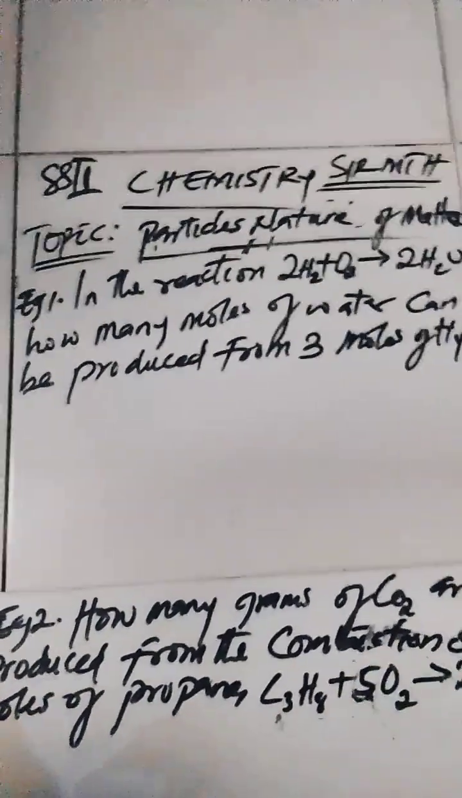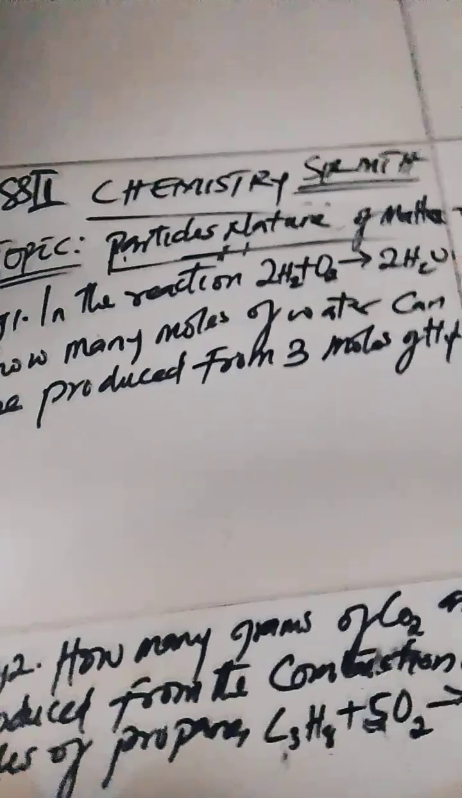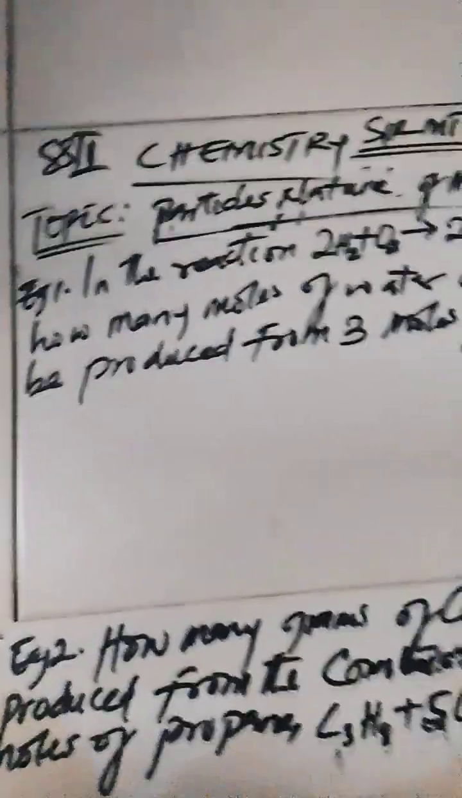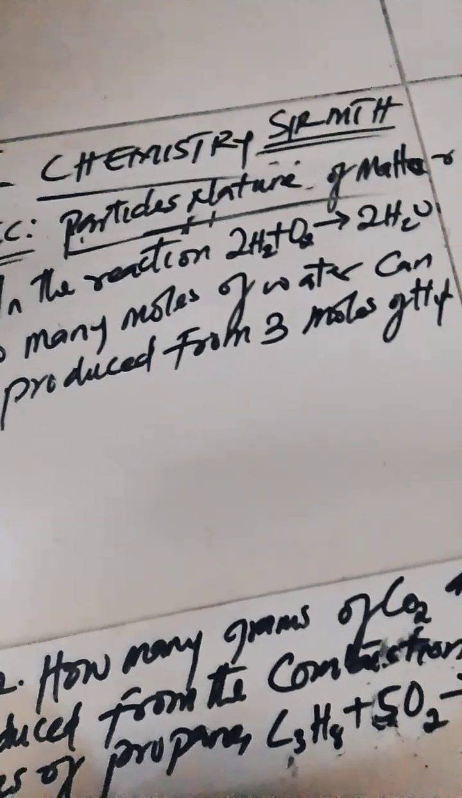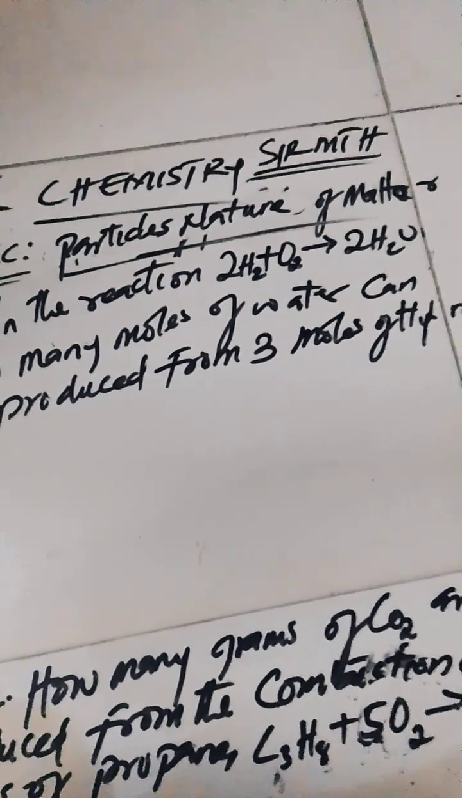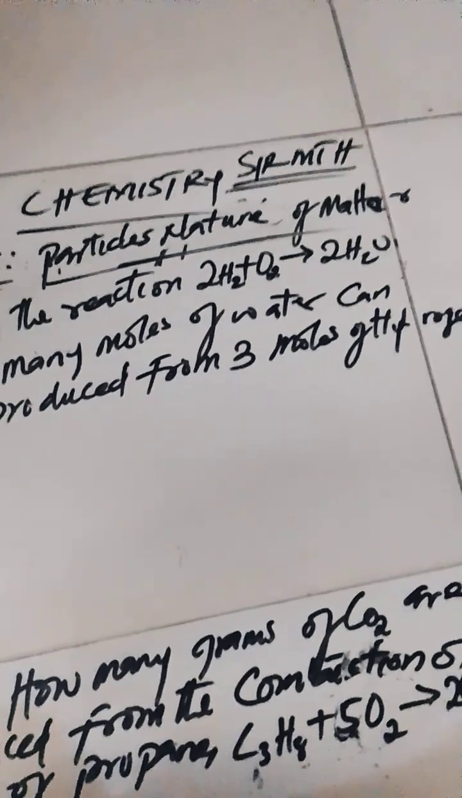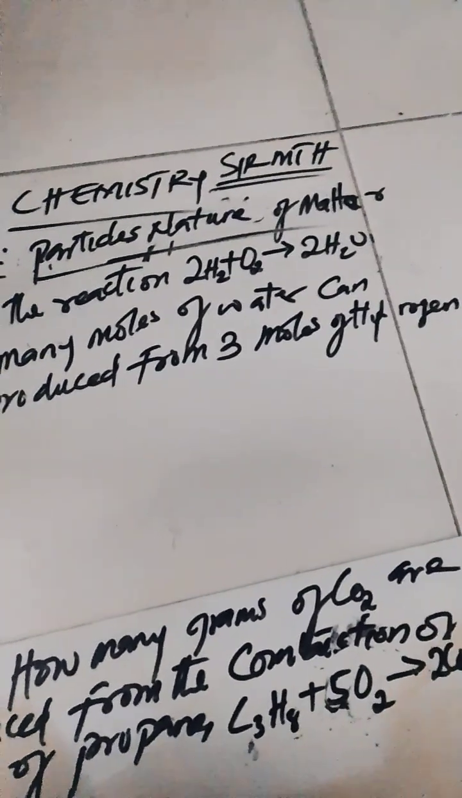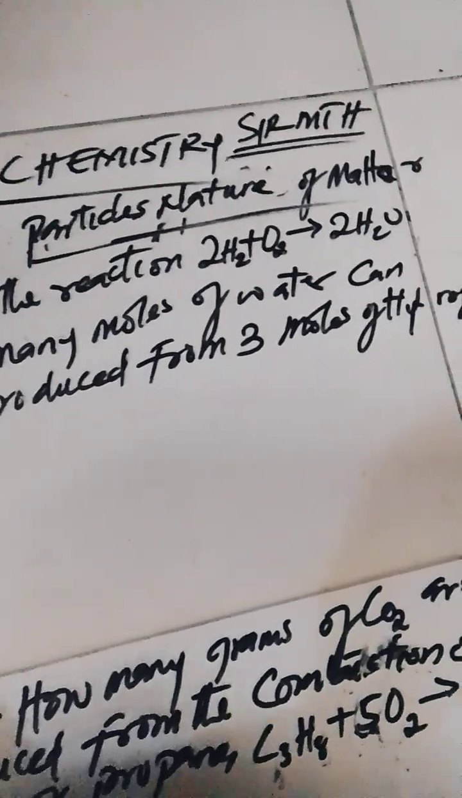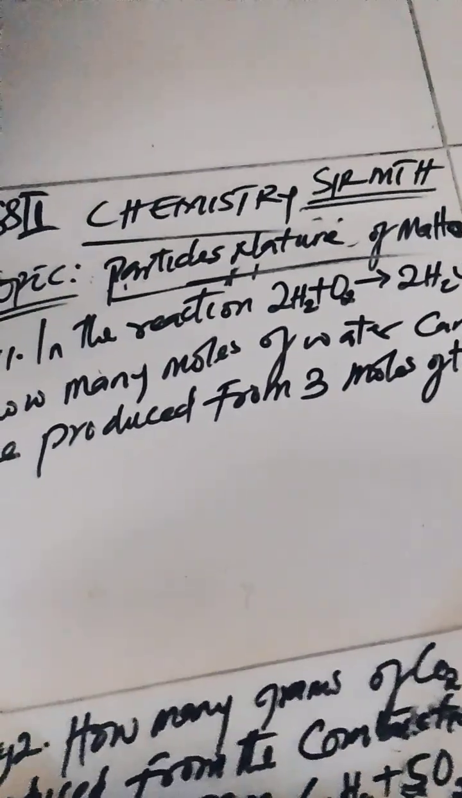All right. Regarding the questions involving the particle nature of matter, say in a reaction, hydrogen with oxygen reacted to give us water. How many moles of water can be produced from 3 moles of hydrogen?